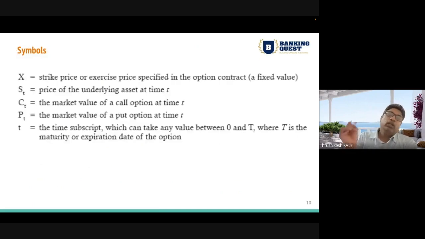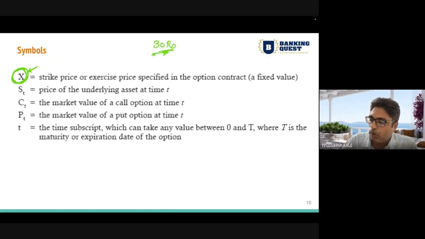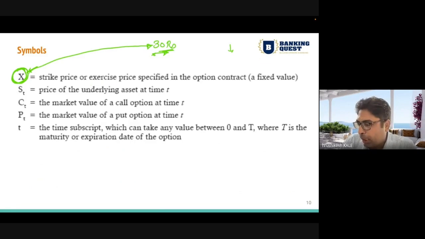Okay. You should keep certain symbols in mind because these are universal. X is the strike price or exercise price at which we have entered into a contract. So, if we take an example of wheat, we have already entered into a contract wherein I will sell 1 kg of wheat for 30 rupees per kg, no matter what's the market price after 3 months. So, this 30 rupees per kg is called strike price, or also called exercise price.